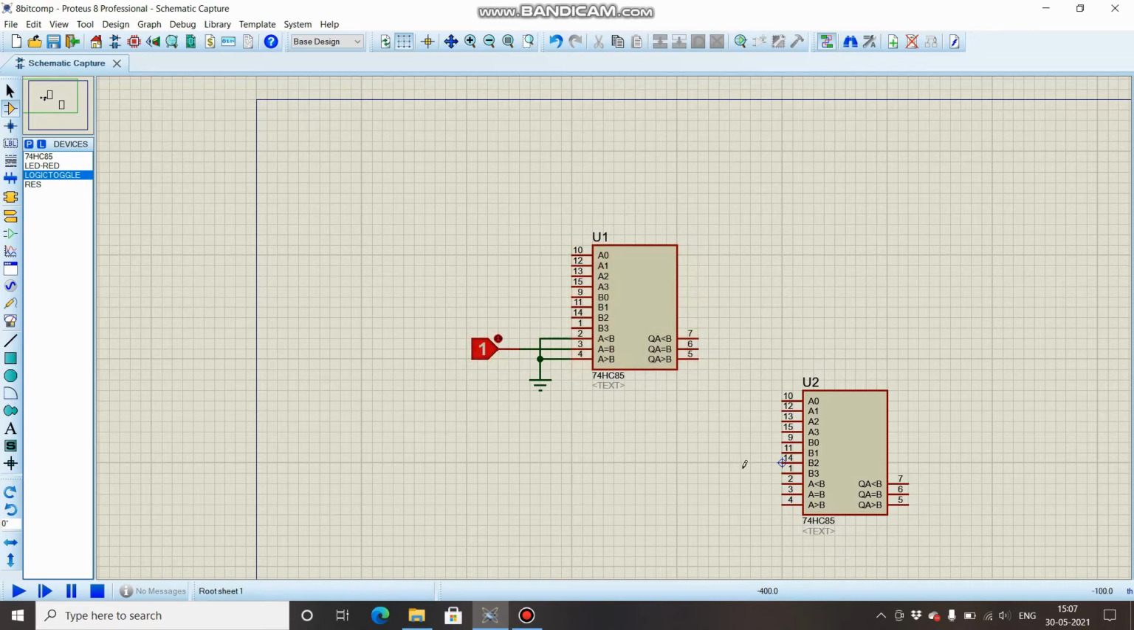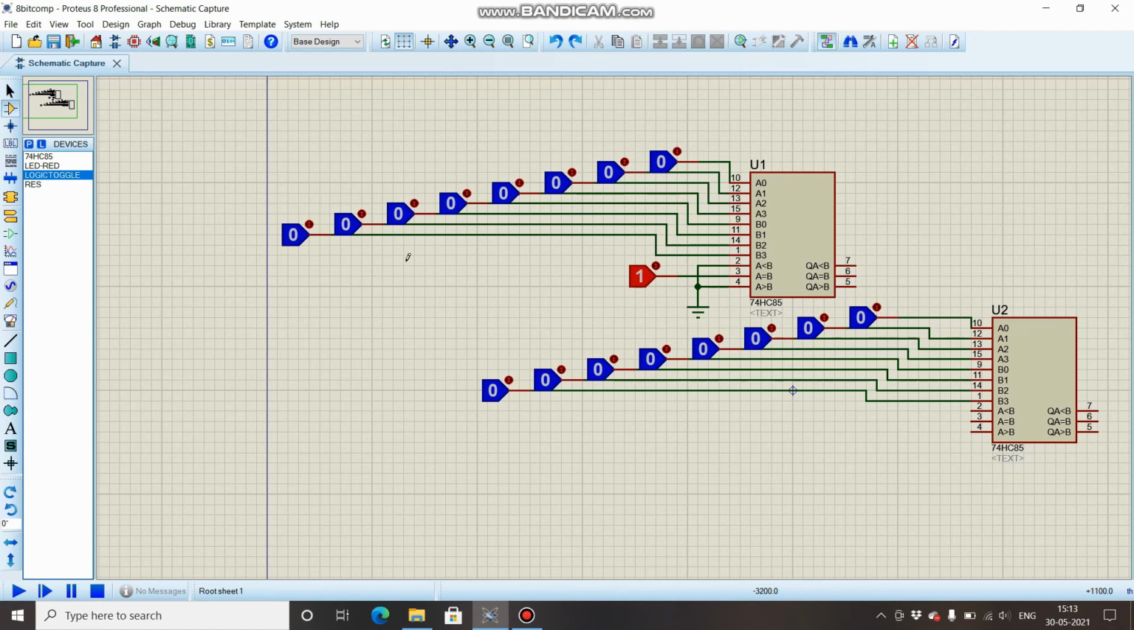Now, whenever designing a higher order comparator with the help of the 7485 IC, the lower stage, or the first stage, will represent the LSB bits. In this case, as we are designing an 8-bit comparator, this will be A0, A1, A2, A3, and this will be A4, A5, A6, and A7. So the lower stage will always be connected to the LSB bits, and this one to the MSB bits. So we'll connect the logic toggle switches.